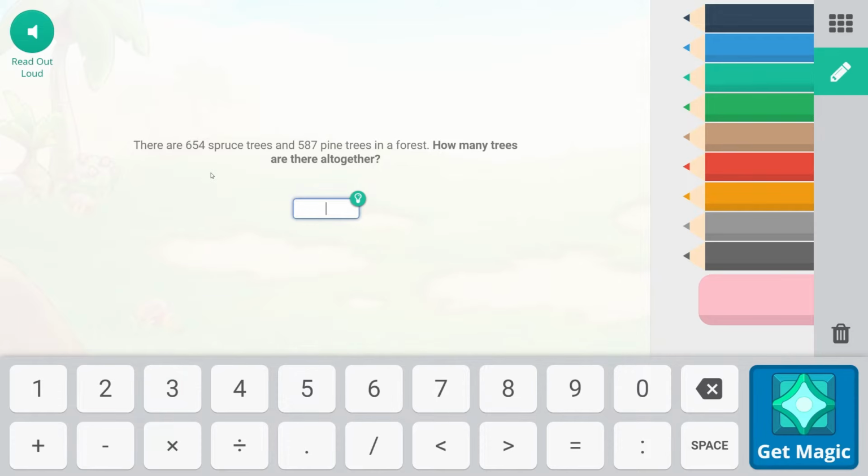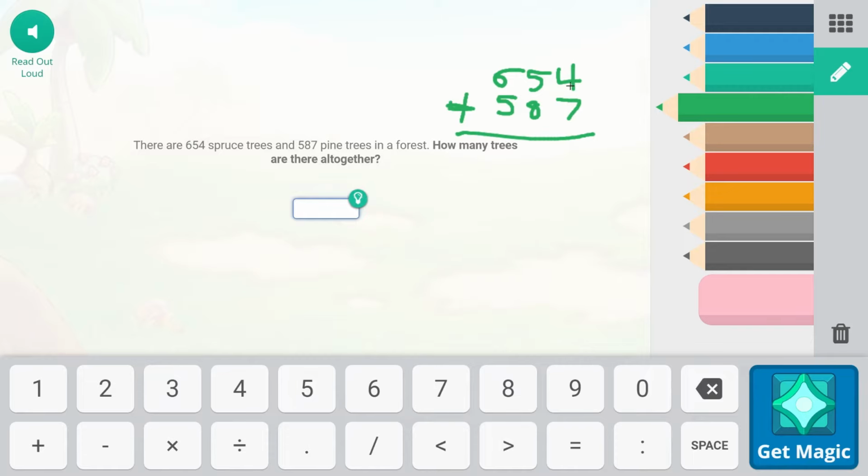There are 654 spruce trees and 587 pine trees in a forest. How many trees are there altogether? All right, so I always stack my math. There's different ways to do it, but I like to stack. And so 587. Now you can see 4 plus 7 is going to make 11. I don't know why I make my pluses like 4s.